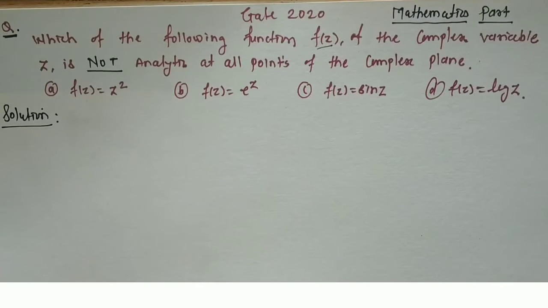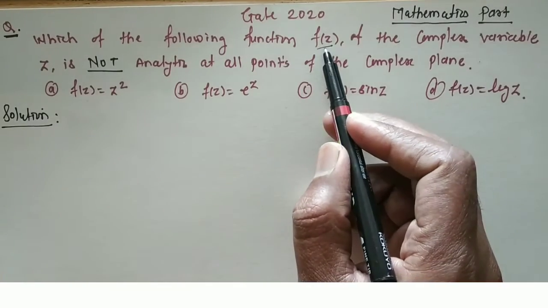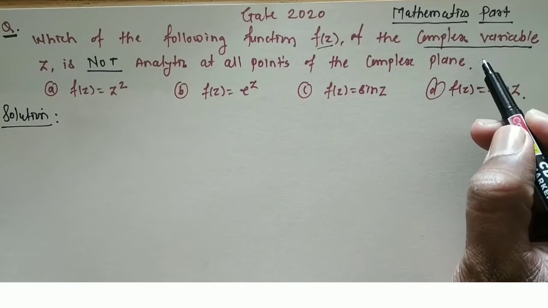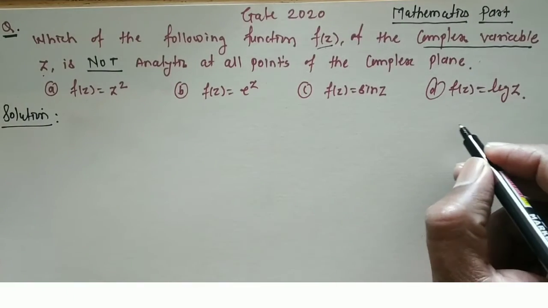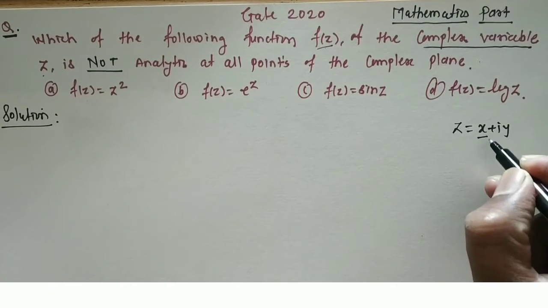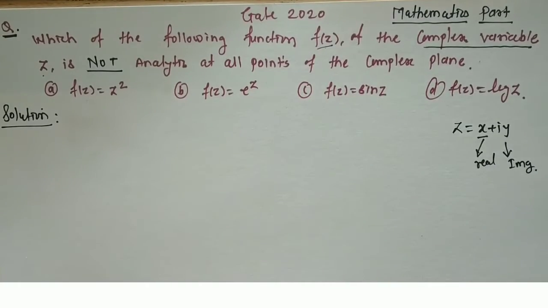Hi friends, in this video we are going to find the solution of one more problem from GATE 2020, which they have asked in the mathematics part. The question says: which of the following function f of z of the complex variable. So they have not given a real variable, they have given a complex variable z. Complex variable z means what? z is equal to some x plus iy, so we have a real part as well as an imaginary part in a complex variable.